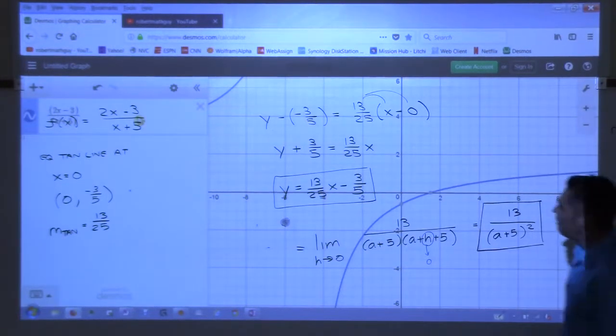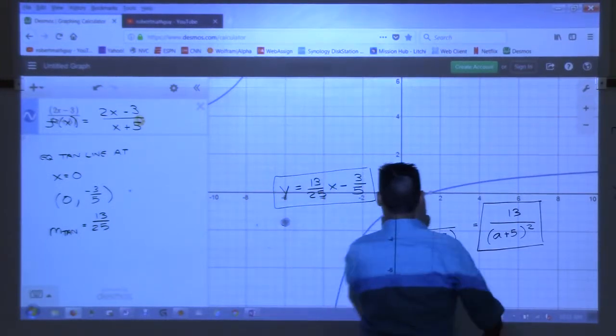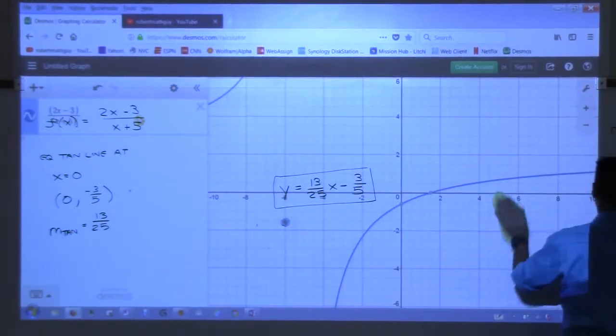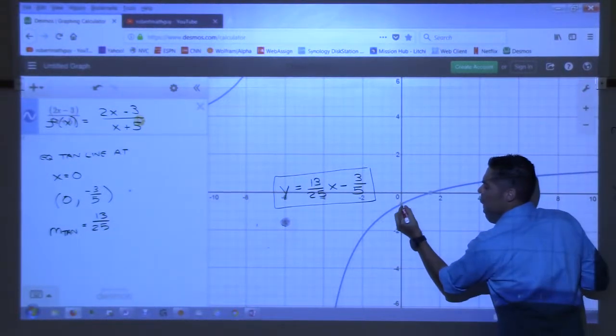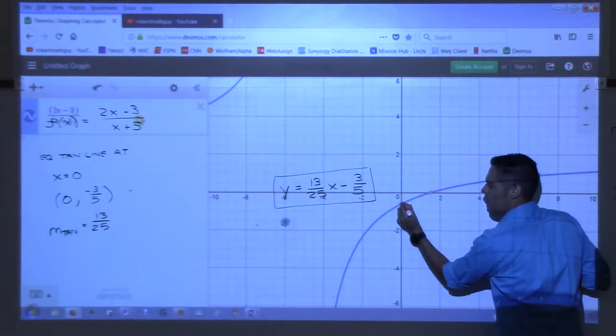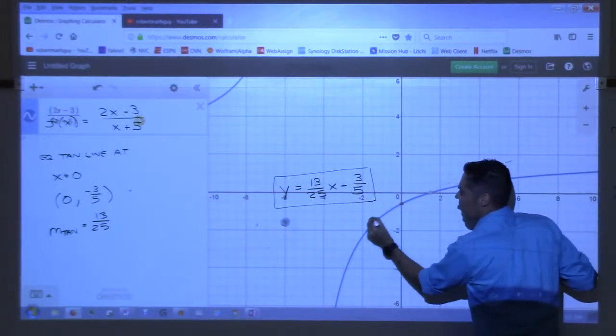So here's the graph of the original function. Right there. Right, that's the graph of the original function. And I'm going to the point 0, negative 3/5, which is where the x-coordinate is 0. So it's this point right here. And my line that I graph should run tangent to that, shouldn't it?